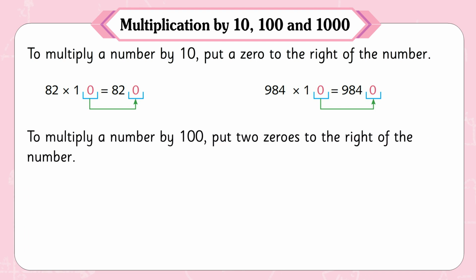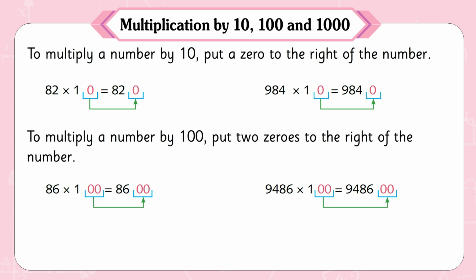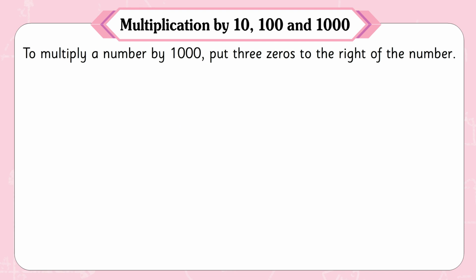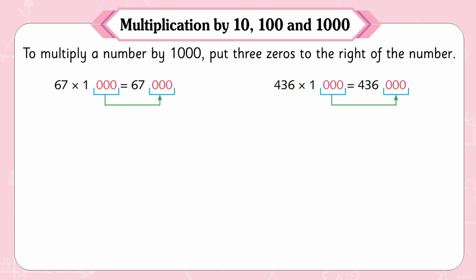To multiply a number by 100, put 2 zeros to the right of the number. 86 into 100 is equal to 8600. 9,486 into 100 is equal to 9,48,600. To multiply a number by 1000, put 3 zeros to the right of the number. 67 into 1000 is equal to 67,000. 436 into 1000 is equal to 4,36,000.